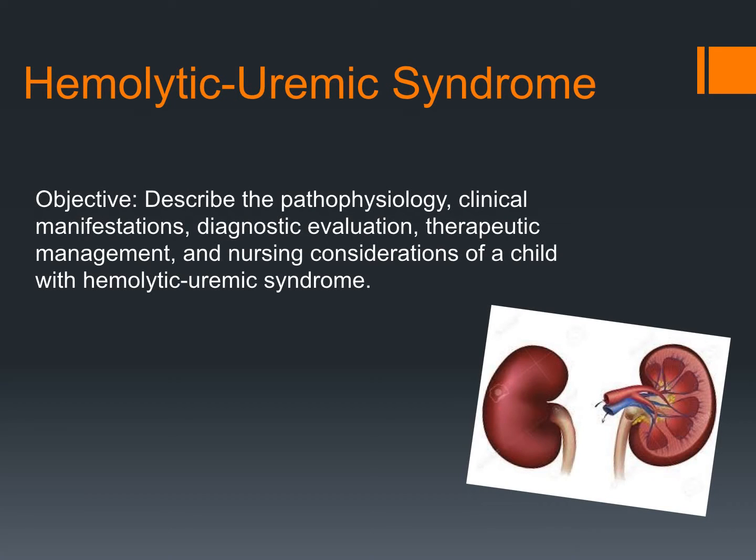Hemolytic Uremic Syndrome by Sara S and Jenna R. The objective is to describe the pathophysiology, clinical manifestations, diagnostic evaluation, therapeutic management, and nursing considerations of a child with hemolytic uremic syndrome.